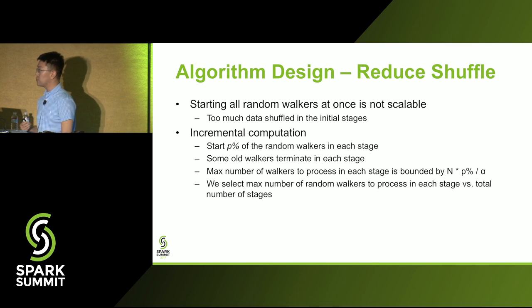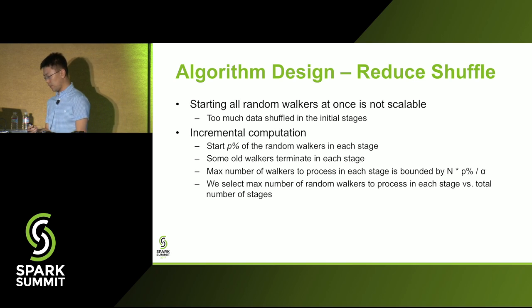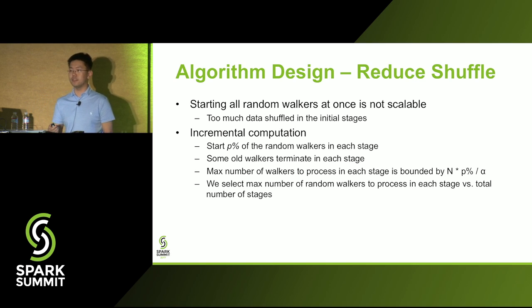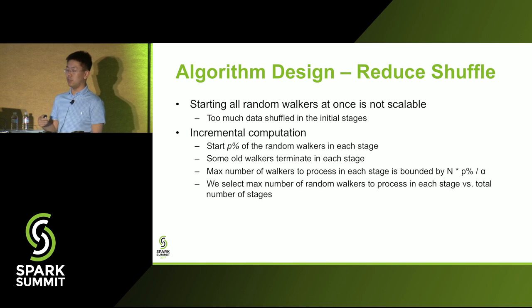So the next thing we looked into is how to further optimize the algorithm itself. The algorithm implementation in its current state is still not scalable, due to the fact that the algorithm would generate all random walkers in the first stage. This would lead to too much data being shuffled, especially in the beginning stages.